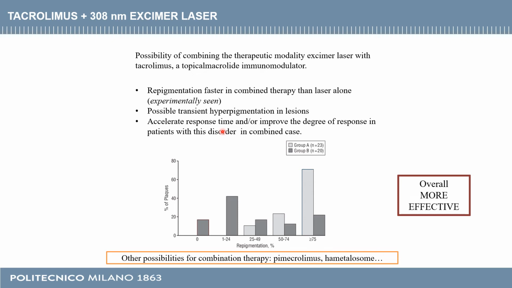the limits of quantification. Here there is this graph taken from the clinical journal, where in particular we can see the repigmentation rate, this histogram representing some experiments made on group A and group B, and we see in particular how effective this combined therapy is. There are also other possibilities for the combination therapy, including other species, other immunomodulators or inhibitors, but the most effective has been demonstrated to be the one with tacrolimus.